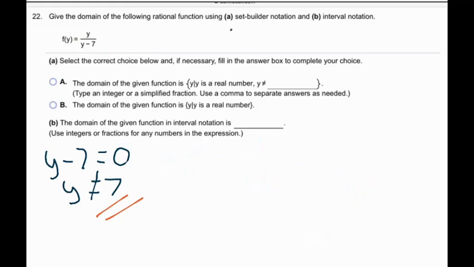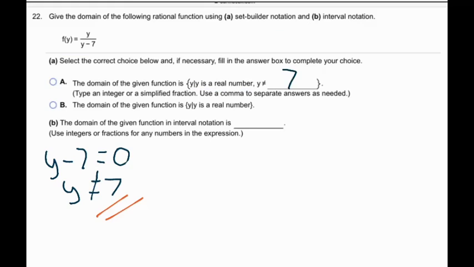So notice part A wants it in set builder notation. Remember, set builder notation identifies excluded values. So if we look here, it says the set of all y's, where y is a real number, y not equal to some value. And we just figured out that that value was 7.